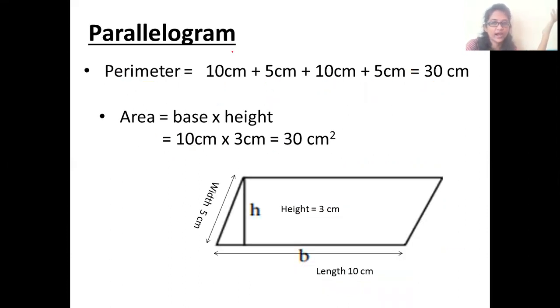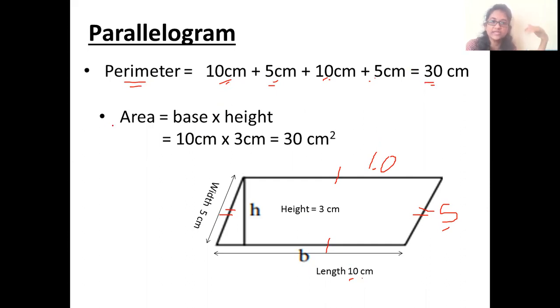The next one is the parallelogram. For a parallelogram also, opposite sides are equal. Here the length is 10 and here also will be 10. The width is 5, so this side also will be 5. For the perimeter we add all four sides: 10, 5, 10 and 5. So that is 30 centimeters.